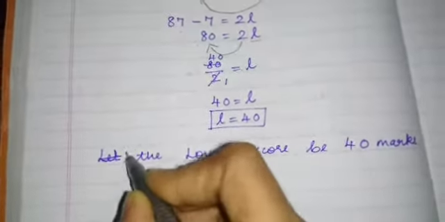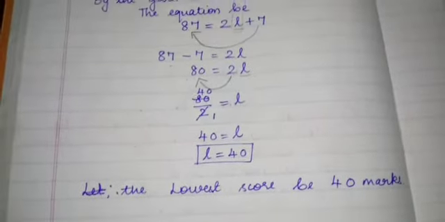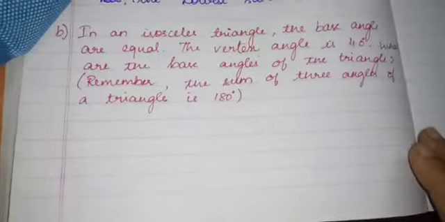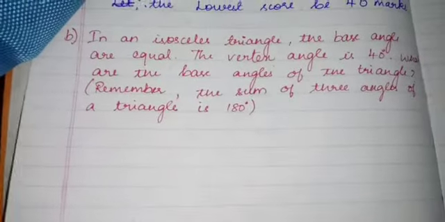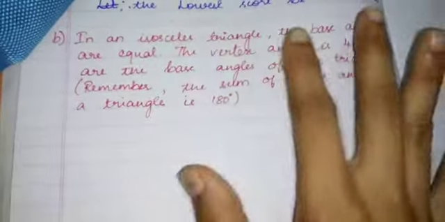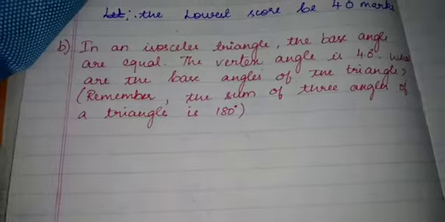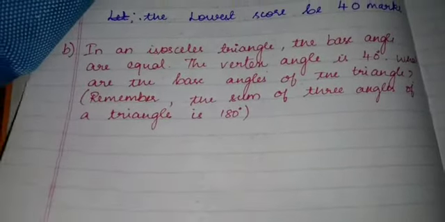Okay, therefore the lowest score is 40 marks. This is how you should explain the problem. Next is your B problem. Now they have given one situation. We are going to frame the equation from this situation, and we are going to solve that equation.